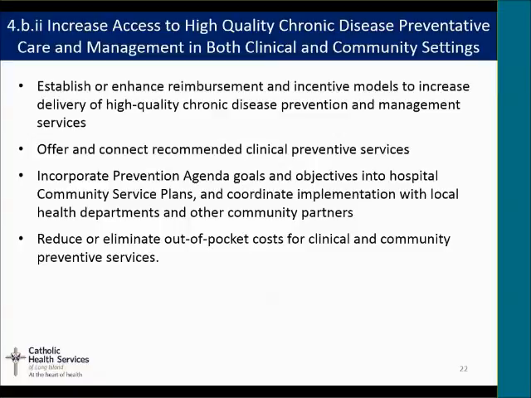4BII, increase access to high-quality chronic disease preventative care and management in both clinical and community settings. So there is an emphasis here on enhancing reimbursement models to deliver high-quality chronic disease prevention and management services. You will help, again, patients navigate the network of preventative services in the community. And again, as I mentioned, this is supposed to correspond to prevention agenda goals.